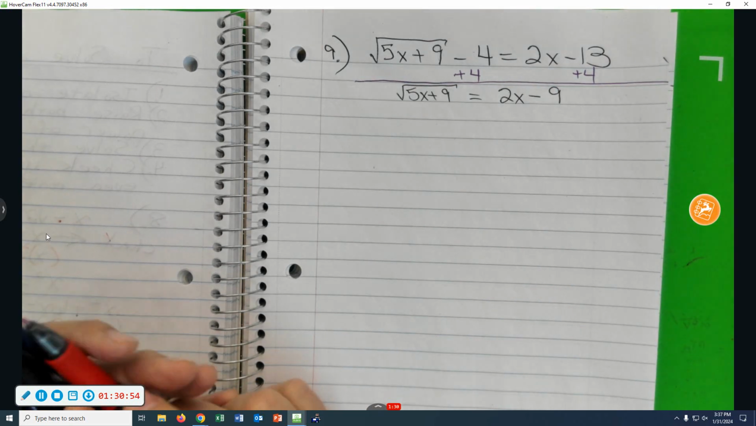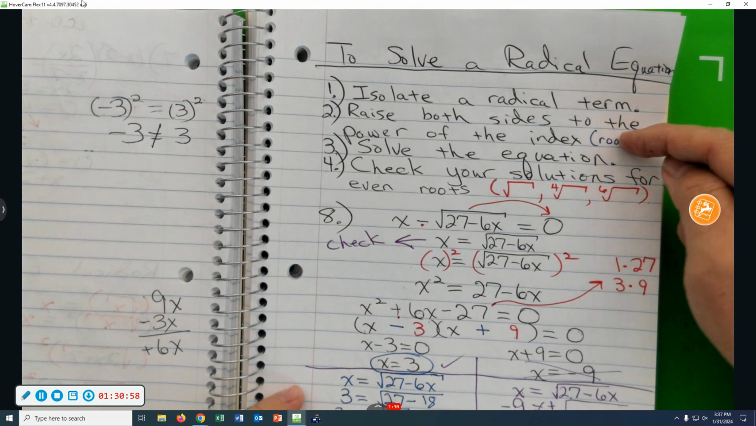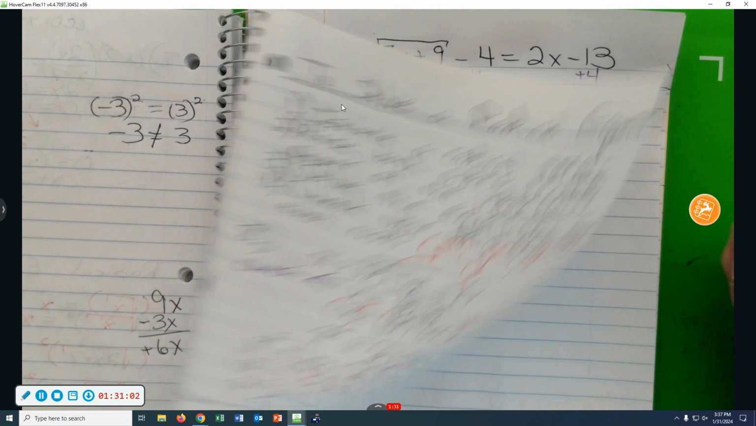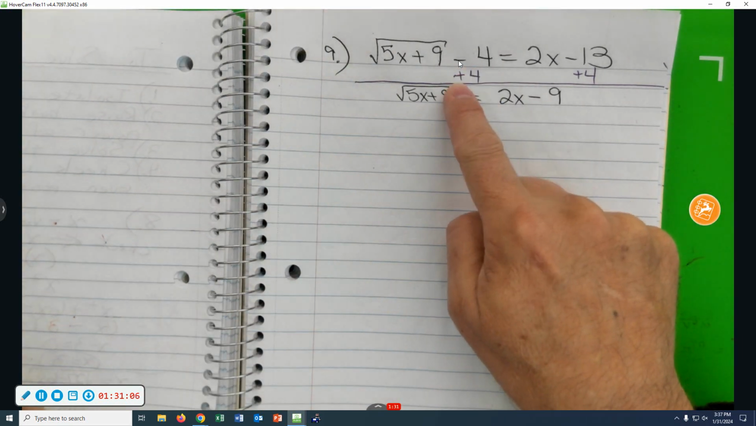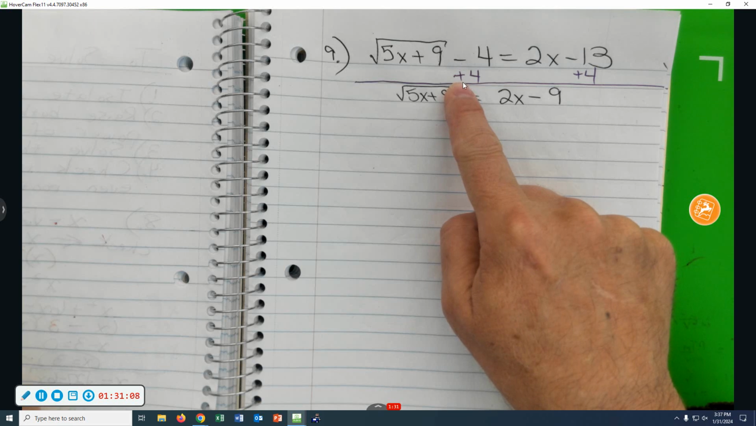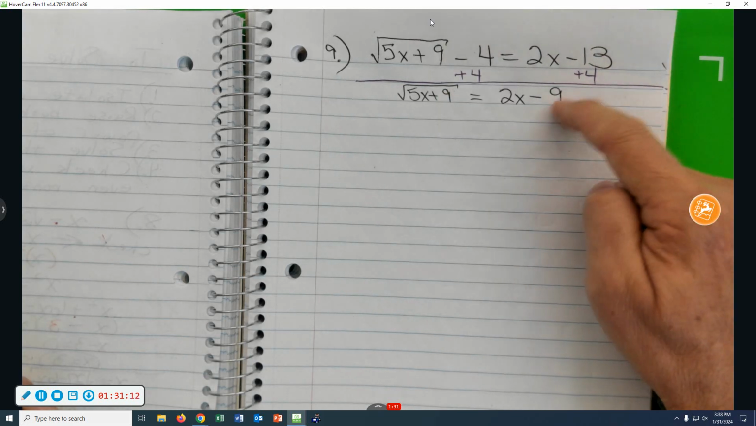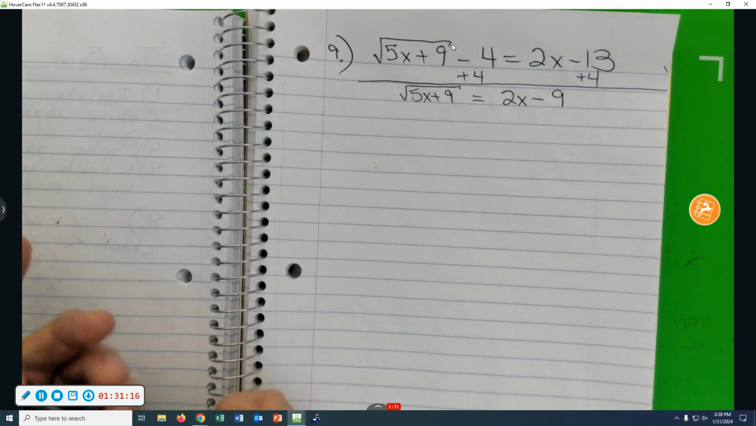And now we're ready to do what? We have the radical isolated. Why is there a plus 4? The minus 4 becomes a plus 4. You're adding 4 to both sides. Moving it over, negative 13 plus 4 gives me that minus 9. Am I answering your question?